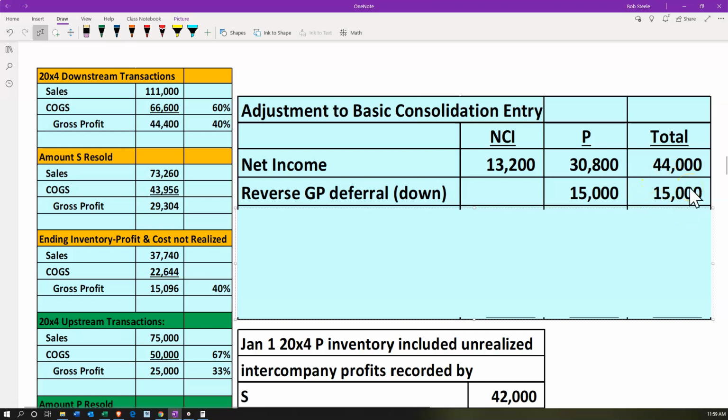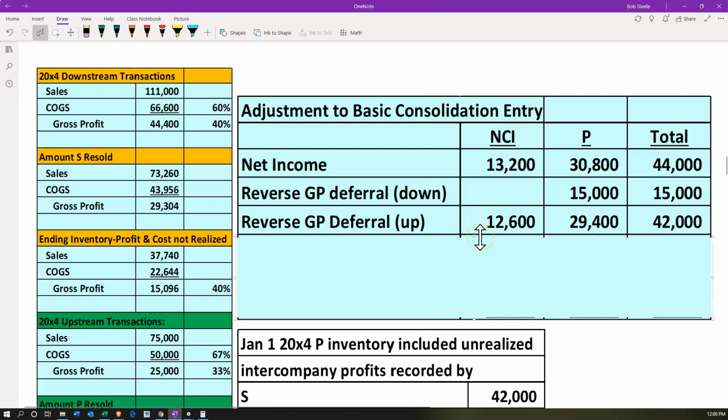And then for this one, because it's basically the downstream, we're not breaking it out 70-30 like you might think. You might think I'm going to break everything out 70-30. No, it's the downstream one. This one we're going to be putting directly into P. So the whole thing's going to go into P. Then we're going to go to basically the prior year.